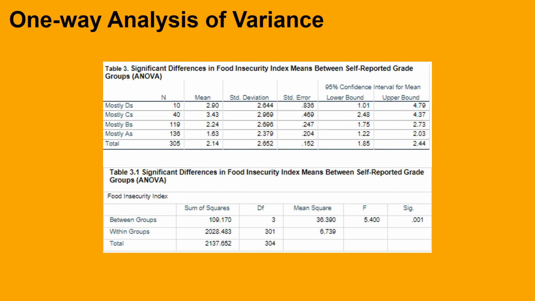This means that there is indeed a correlation between academic achievement and food insecurity. Furthermore, students reporting mostly C's had significantly higher food insecurity than those with mostly A's. This suggests that students with lower academic achievement experience higher rates of food insecurity.